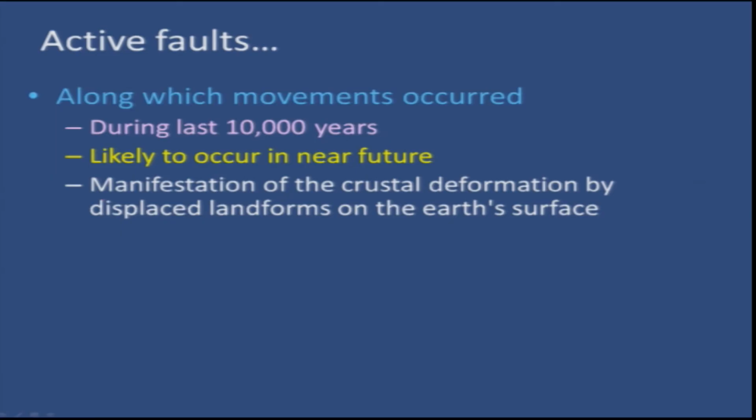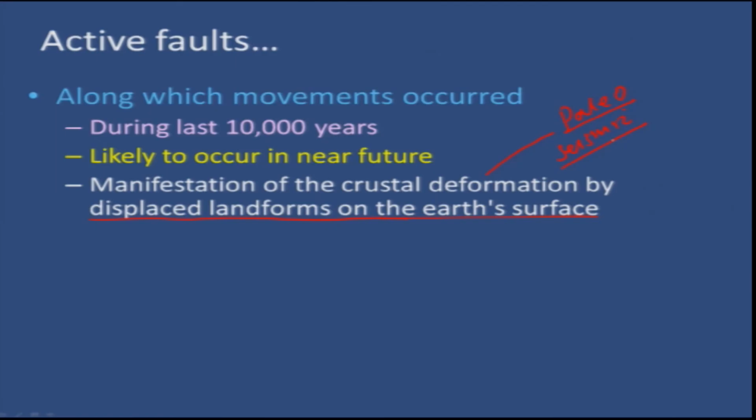Okay. And the active fault is the manifestation of crustal deformation by displaced landforms on the earth's surface. So this is what we are looking at on the earth's surface. Okay. So we try to identify the manifestation of deformed landforms on the surface. These are the remnants or the signature of ancient earthquakes, and that is what we call the study of earthquakes, paleoseismic. Paleo is ancient, seismic is earthquake-related phenomena.